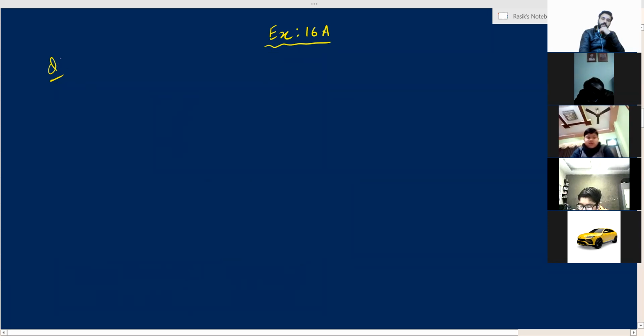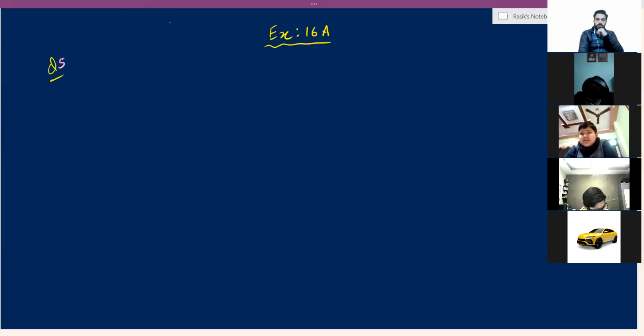Sir, drawing the figure of question number 5. Very good. This chapter is very useful for you. In higher classes also you will be using a lot of concepts of this chapter, till 10th, 11th.